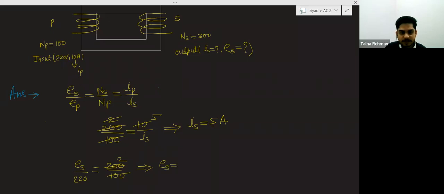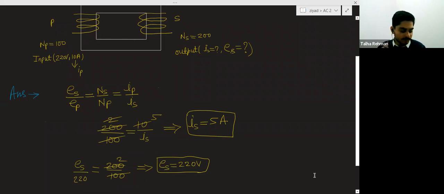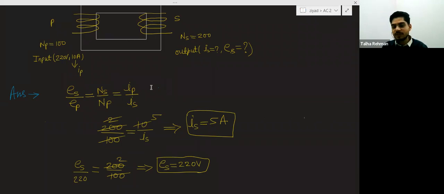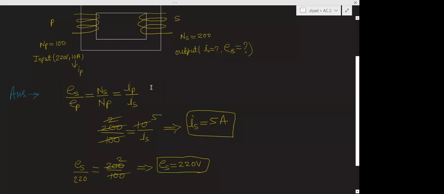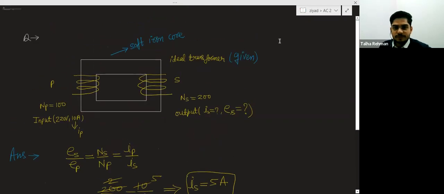Across the secondary winding is equal to 220 volt. So this will be your answer. Basically, this is the end of your chapter, from my side, that is AC. Eddy current was removed from your syllabus, so that is why I am not touching that part. Basically this is the end, but we will discuss one more thing, energy losses. After this, this chapter will be finished.